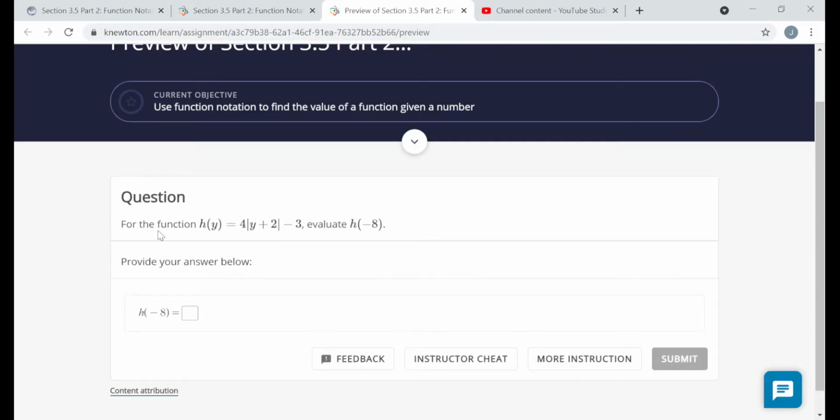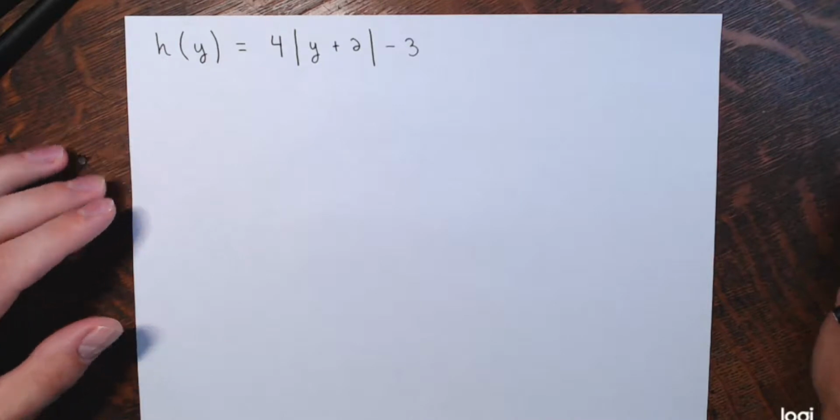Alright, so for this question, they're saying for the function h of y equals 4 times the absolute value of y plus 2 minus 3, evaluate h of negative 8. Right? So what's the value of this function when the input is negative 8? And I'll describe function notation on some paper here in a second.